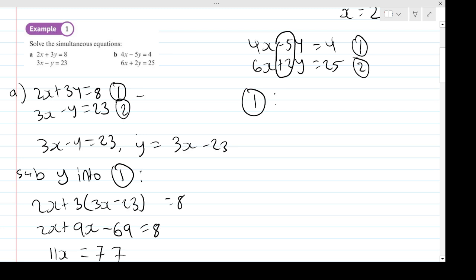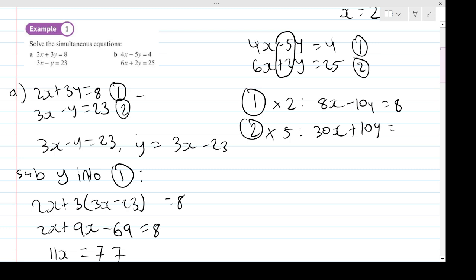And that's when you just consider the lowest common multiple, right? 5 times 2, 10. So that's what we're going to do. So I'm going to times the first equation by 2. So then I'm going to get 8x minus 10y is 8. And I'm going to times the second equation by 5, right? So then 6 times 5 is 30x. 2y would then go to 10y equals 125. And now we've got matching coefficients, right? For y, which allows us to very easily just then add or take them away, okay, to get rid of the y. Okay, cool.